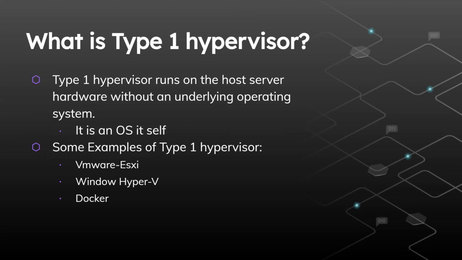Main examples of a hypervisor is ESXi. Windows technically has Hyper-V, which can run on bare metal. And now, within the past year, Docker has actually put out their own type 1 hypervisor.